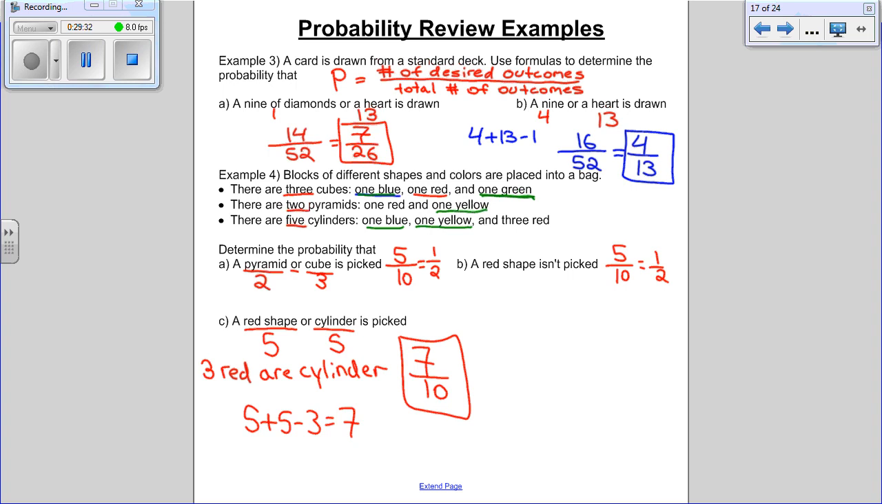C is the trickier one. So it says a red shape or cylinder is picked. So what I did is I counted the number of red shapes, and I got 5 red shapes total. And I counted the number of cylinders, and I found that there's 5 cylinders total. Unfortunately, 3 of those cylinders are red, and I've counted those things twice. They're part of this group of 5 because they're red, and they're part of this group because they're cylinders. So I need to go 5 plus 5, minus the 3 that are in both groups, because I don't want to double count. That gives you 7 total things that you can pull out that you like.